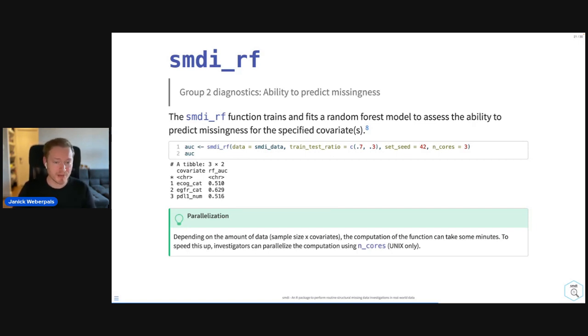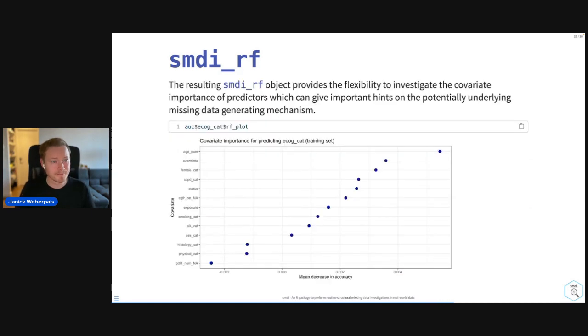with which you can basically parallelize across your partially observed covariates. And then the resulting output will not only give you the AUC, so how well you can predict the missingness, but it will also dive a bit deeper and tell you the covariate importance for the prediction that was being done. And this can also give you quite some hints on the potentially underlying missingness data generating mechanisms, for example, if you observe certain covariates which contributed very much to the prediction of the missingness.